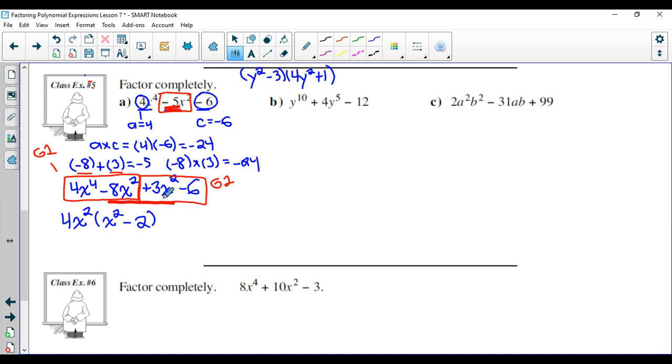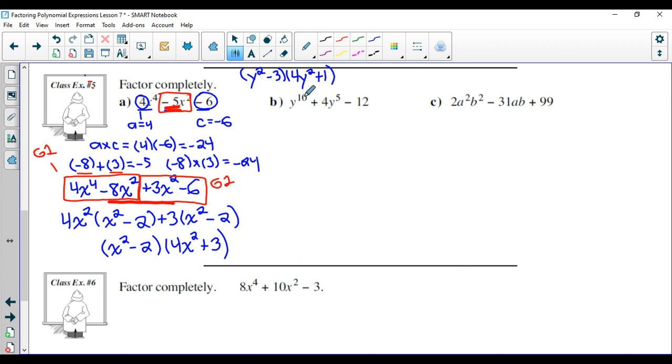Out of the second group, we can pull out just a common 3. That's it. Okay, so you pull out a common 3, then 3x squared divided by 3 would be x squared. Negative 6 divided by 3 would be negative 2. Okay, then I got the common factors in brackets here, so I can write the binomial in brackets first. Then we'd have x squared minus 2, and then we'd have 4x squared plus 3. And there's nothing more we can do to factor it at this point.